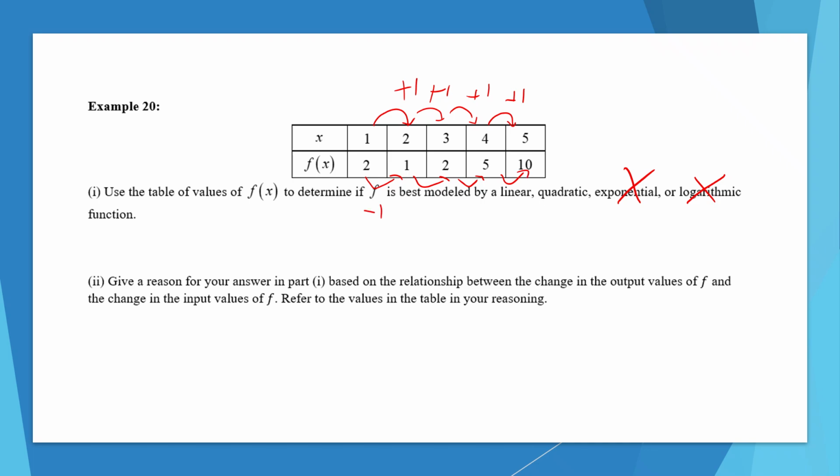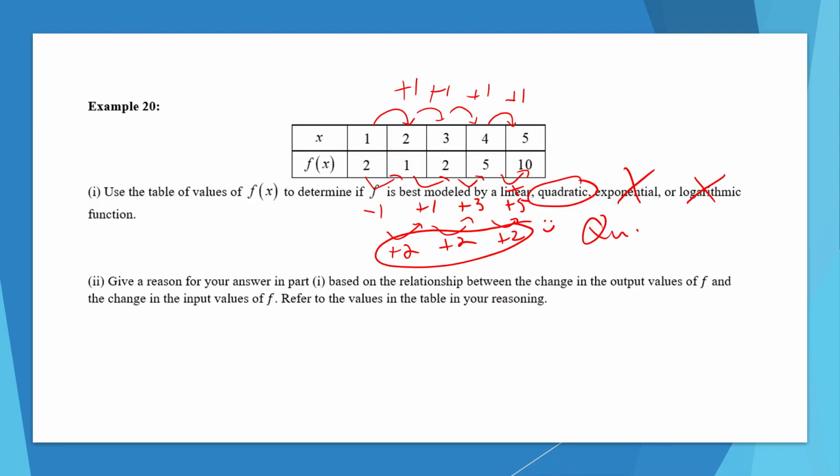Here, though, I see minus 1, plus 1, plus 3, plus 5. So they're not the same, so you can eliminate linear. And then taking a look at the second difference, from negative 1 to 1, that's plus 2, plus 2, plus 2. So that makes me very happy, because I now see a quadratic, because the second difference is constant. So quadratic is all you need to write for part 1. You'll get 1 point there, so it should be an easy point.